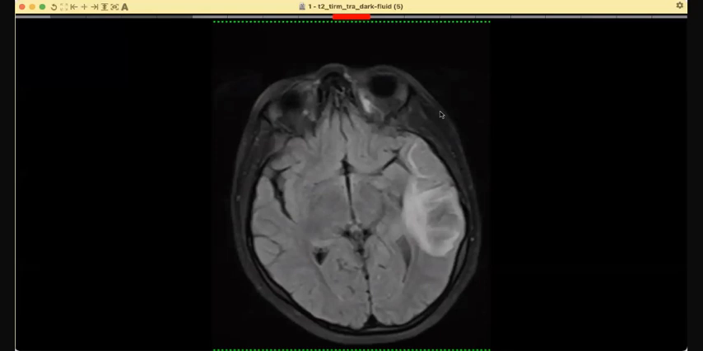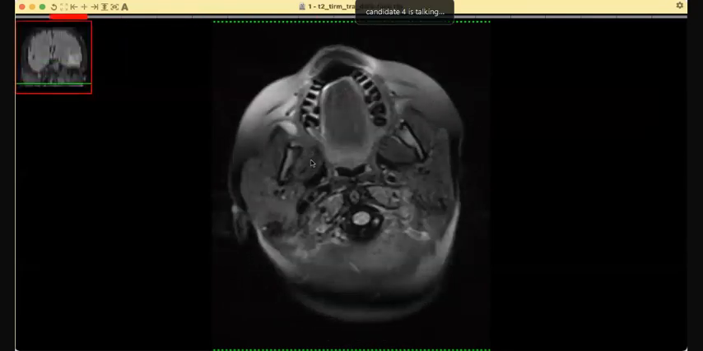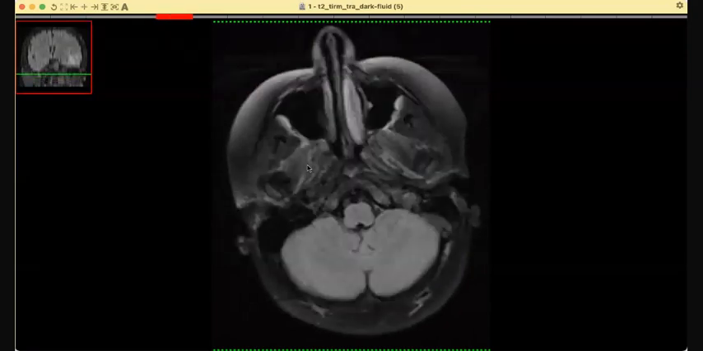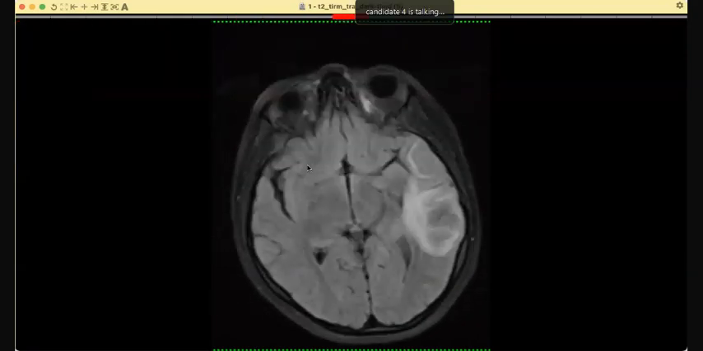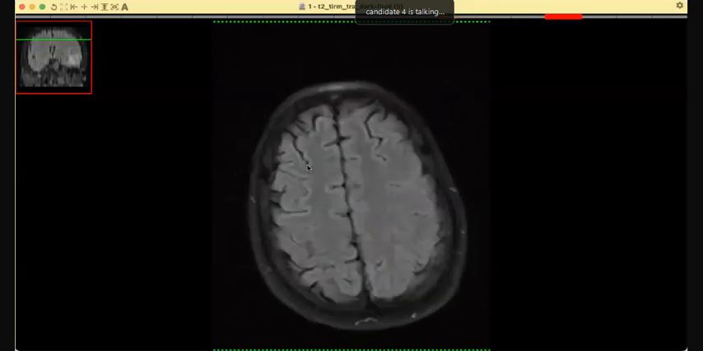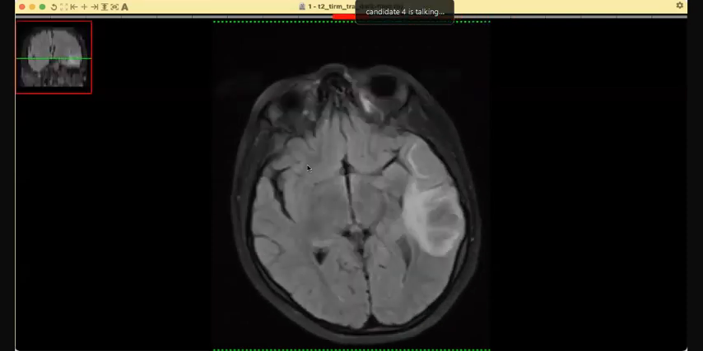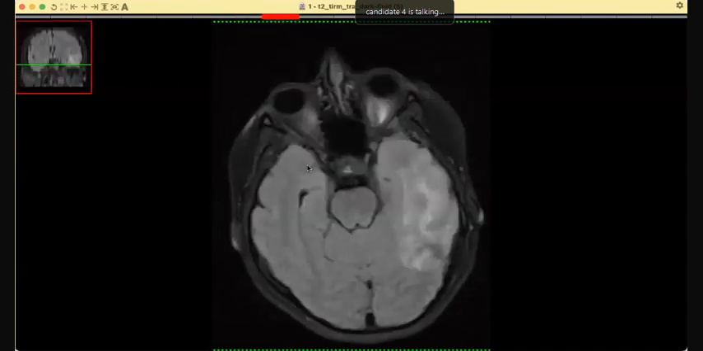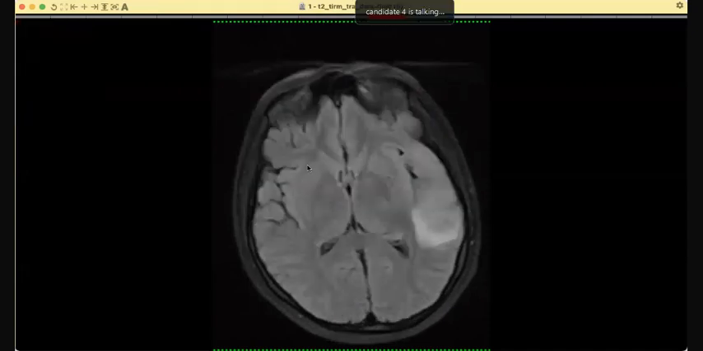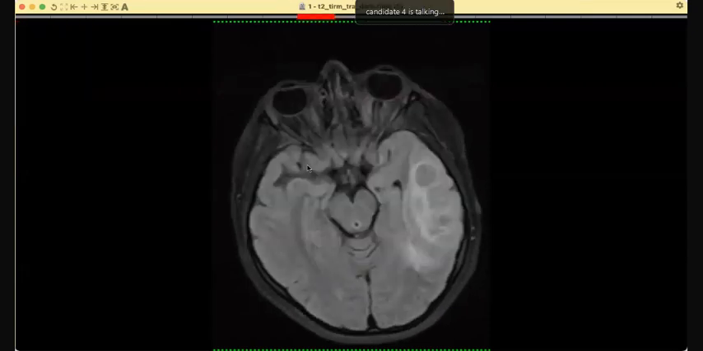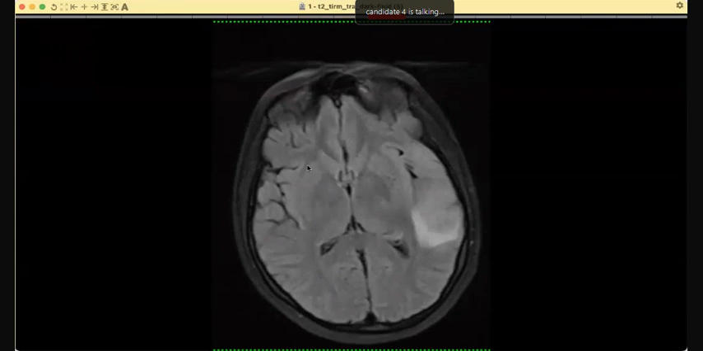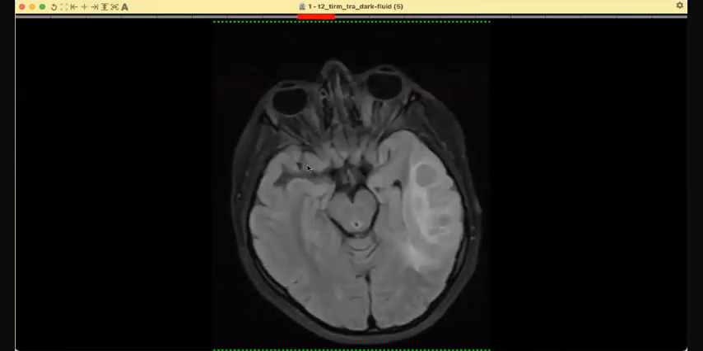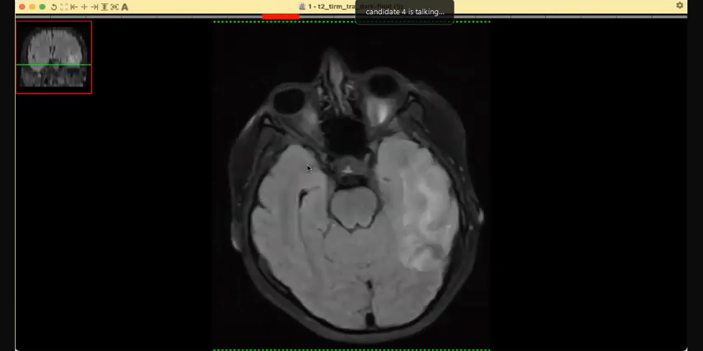Okay. I'm provided with the axial sections of T2 weighted images. I'm sorry, this is a FLAIR sequence. On the first scroll, I can see that there is a large area of hyperintensity involving the left temporoparietal convexity.